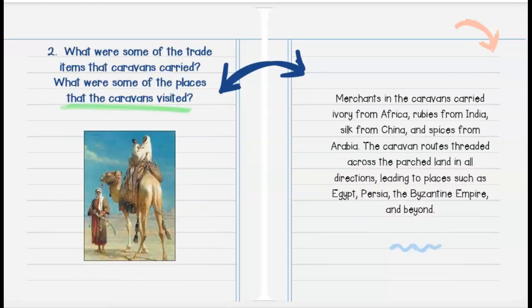What were some of the trade items that the caravans carried? What were some of the places that the caravans visited? And just a quick note, a caravan is a group traveling together. Okay, so in this case, this was this nomadic group traveling together through the desert. Merchants in the caravans carried ivory from Africa, rubies from India, silk from China, and spices from Arabia. The caravan routes threaded across the parched land in all directions, leading to places such as Egypt, Persia, the Byzantine Empire, and beyond.